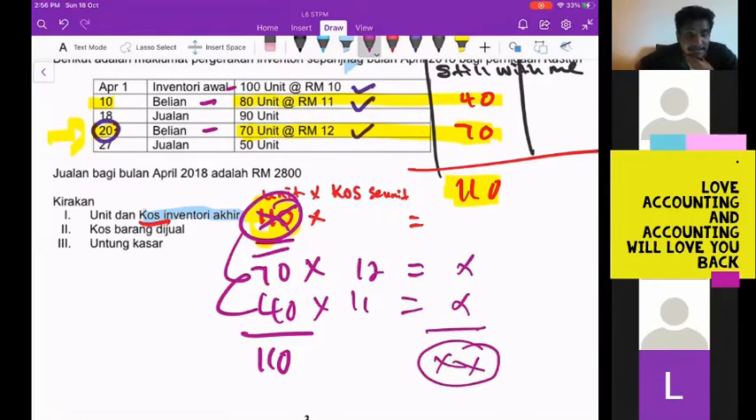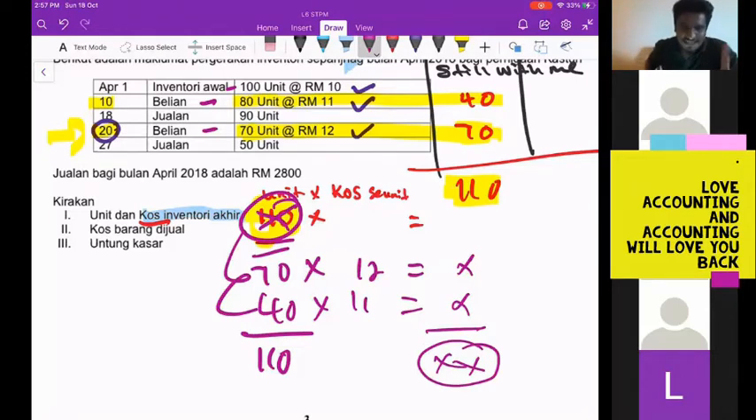Sir, but the 40 is not enough for the 80 units. So how can you take 11? I mean the 80 is still not enough, there are only 40 units, right? How can you take the 80 units? I don't understand. Wait, let me process first. Okay.